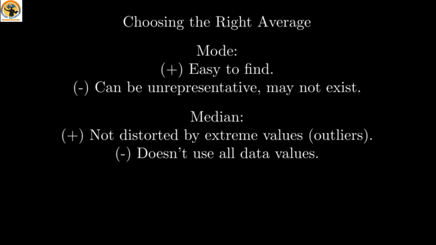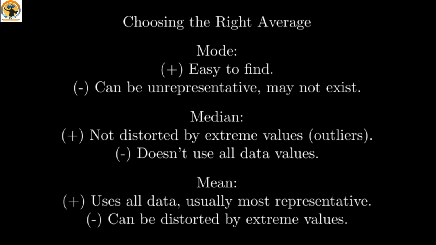The median's main strength is that it isn't affected by unusually high or low values. Its weakness is that it also ignores most of the data. The mean is often the best measure because it uses every single data point. However, this is also its biggest weakness, as a single outlier can dramatically skew the result.